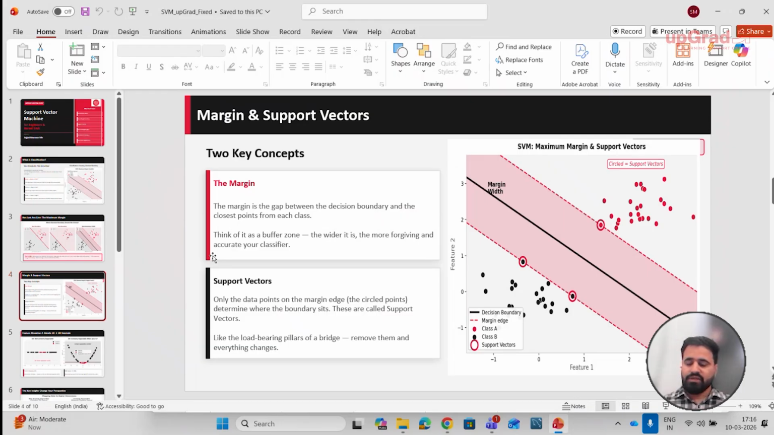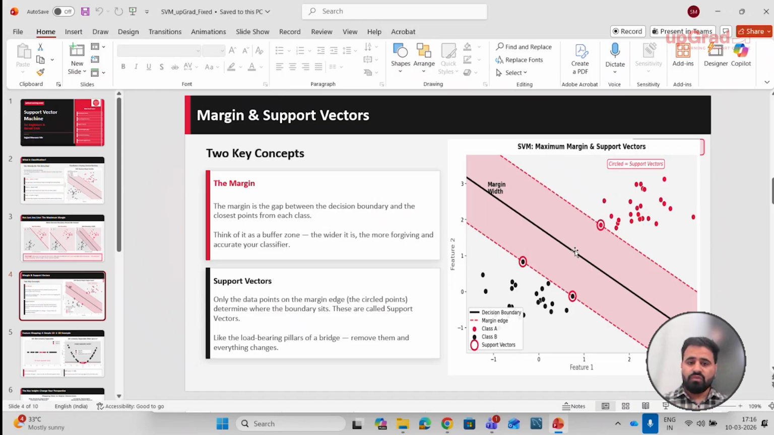Now, there are two important concepts in support vector machine. First is the margin, and the second is the support vector. The margin, as we talked about earlier, is the gap between the decision boundary and the closest point from each class. These are the closest points and this particular line. The gap that we want between the closest point from each class and the decision boundary should be the maximum.